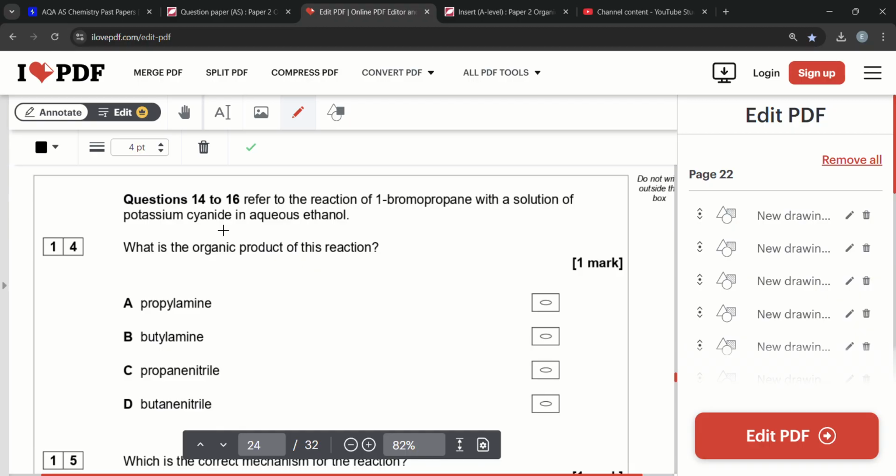Question 14. Questions 14 to 16 refer to the reaction of 1-bromopropane with potassium cyanide in aqueous ethanol. This is when nitriles are formed by reacting halogenoalkanes with cyanide. So what is the organic product? I just said nitriles are formed, so it's going to be a nitrile. Let's go through the mechanism. In an exam, ask for a piece of scrap paper and go quickly through the mechanism. Methane, ethane, propane, 1-bromo.